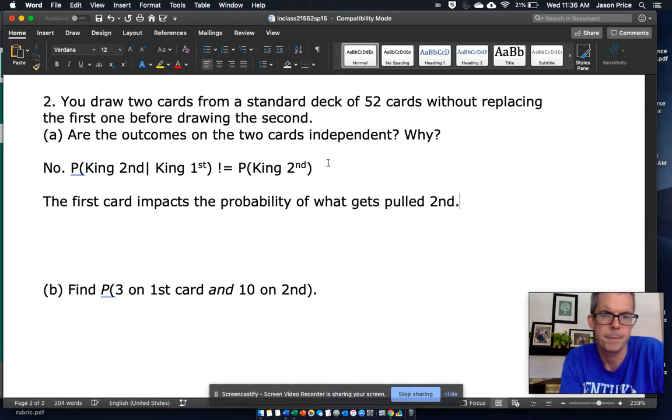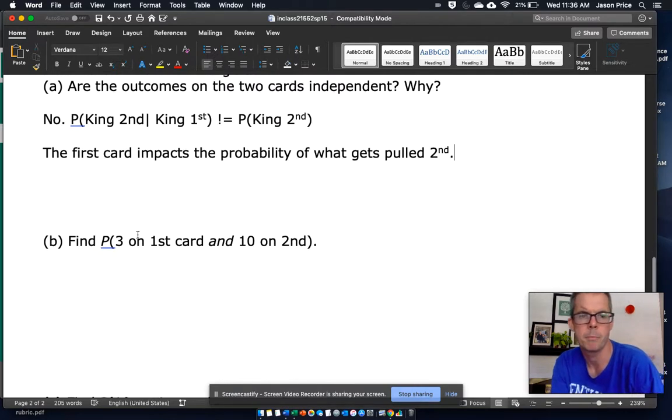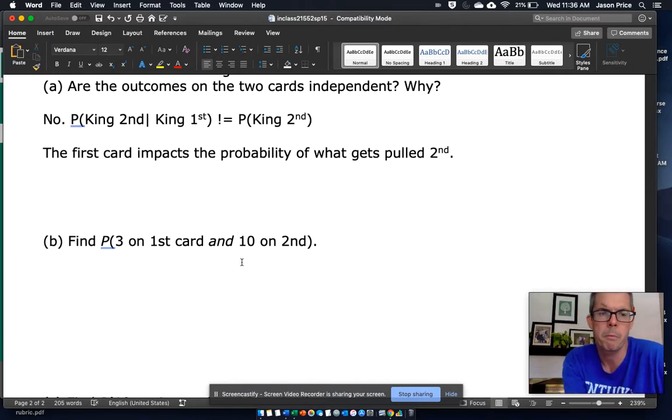And we'll see that in part B, the probability of a 3 on the first card and a 10 on the second card. Well, first I want to multiply. First, the probability that I get a 3 on the first card. So there are 4 3s in a deck of cards, and there are 52 cards altogether. So that's the probability that I get a 3 on the first card. And then I want to multiply that by the probability that I get a 10 on the second card, given that I pulled out a 3 on the first one.